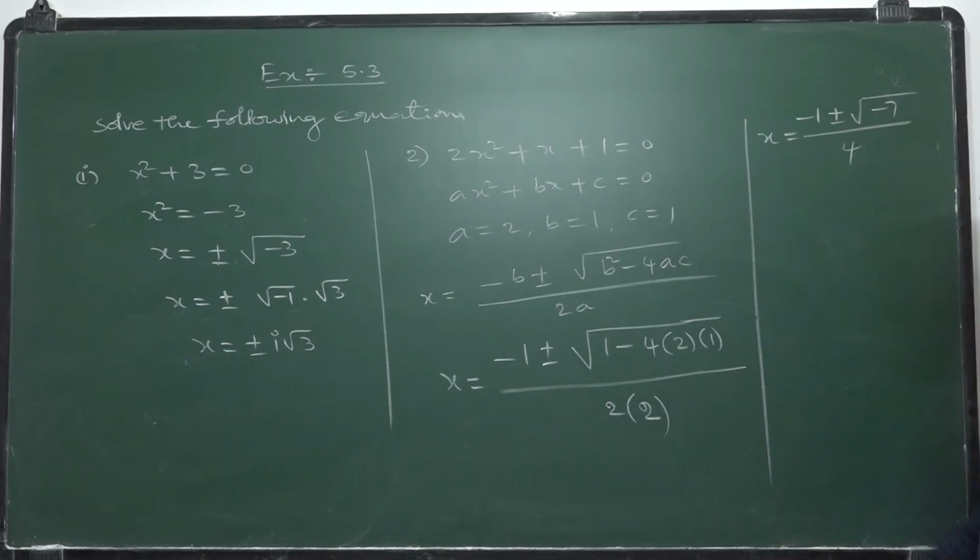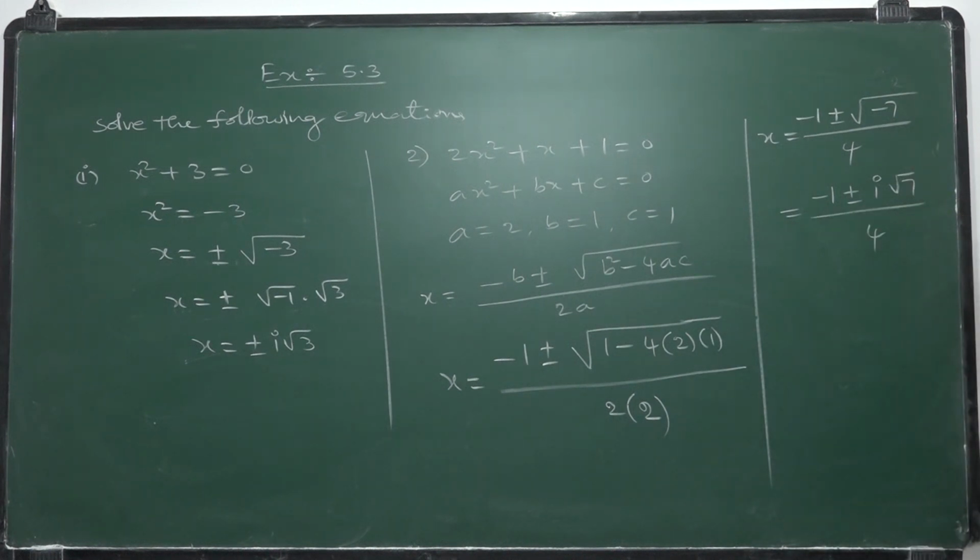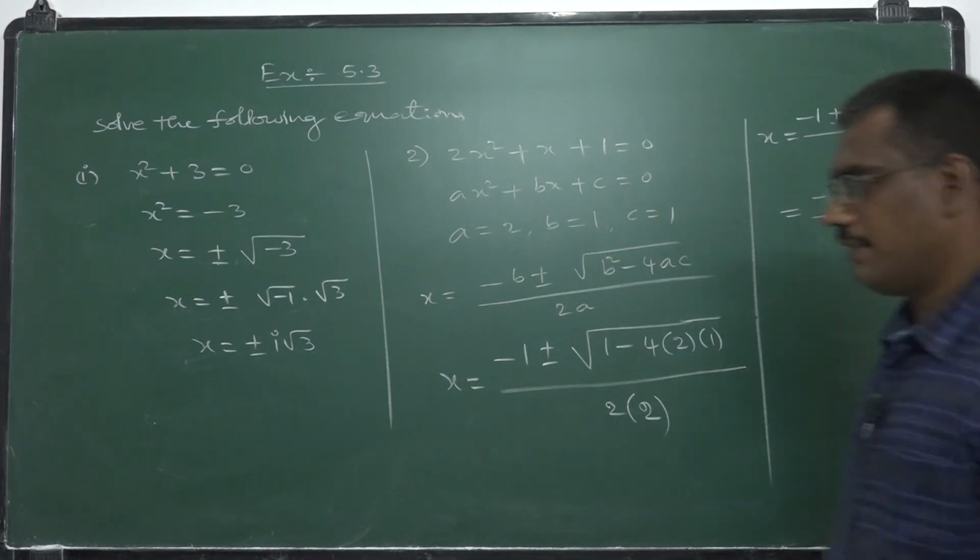So 1 minus 8 is minus 7. So root minus 7 can be written as i root 7 by 4. So therefore the solutions of the given equation are minus 1 plus i root 7 by 4 is one solution. The other solution is minus 1 minus i root 7 by 4. Right.